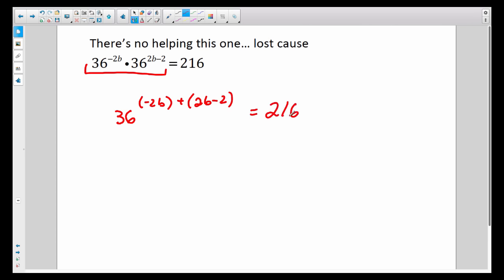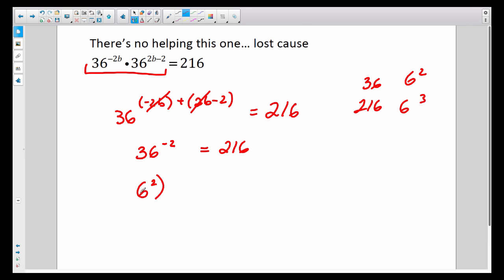That's equal to 216. Okay, adding exponents, I get negative 2b plus 2b. Oh, okay, those are gone. I'm left with a negative 2 is equal to 216. Common base, I think you remember from the last problem, is 6. Okay, so 6 squared with a negative 2 on the outside equals 6 cubed with really just a 1 on the outside, right? Common bases, goodbye.